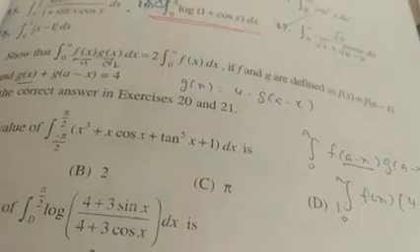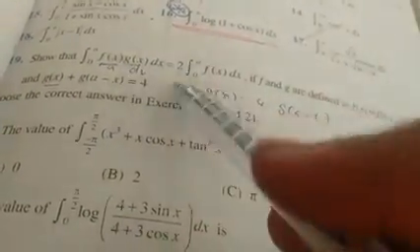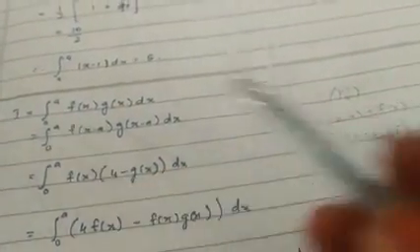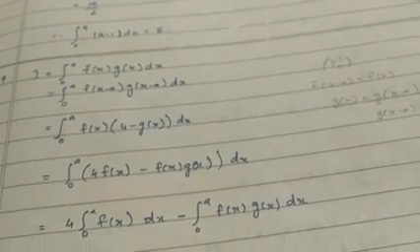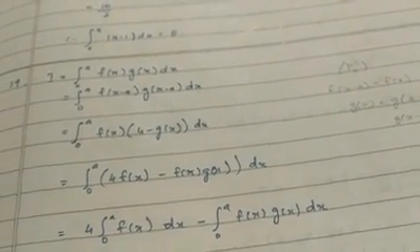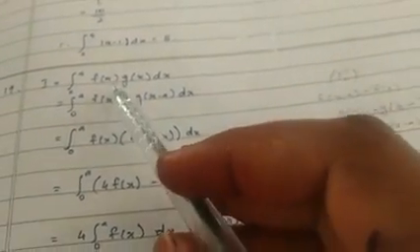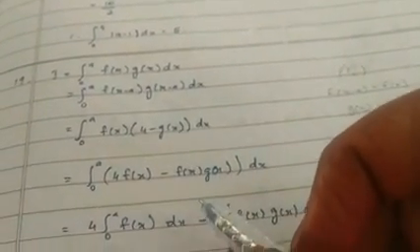Let us do it. Let us take the LHS side: integral 0 to a f of x g of x dx. Now apply the property that integral 0 to a f of x dx is equal to integral 0 to a f of a minus x dx. In the place of x, what you need to substitute is a minus x.